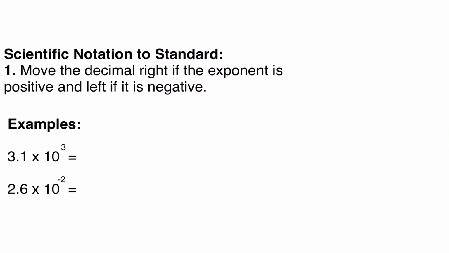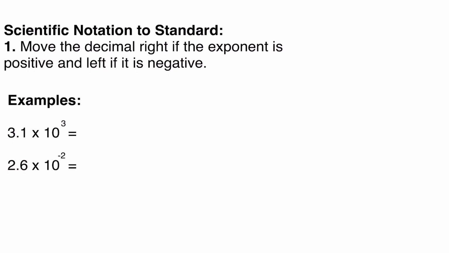Now, if we want to convert from scientific notation to standard, we move the decimal right if the exponent is positive and left if it is negative. So here we have 3.1 times 10 to the 3. So this is the one that students struggle with most. Sometimes you kind of just have to guess and check here, but 3.1 times 10 to the 3 is 3,100.